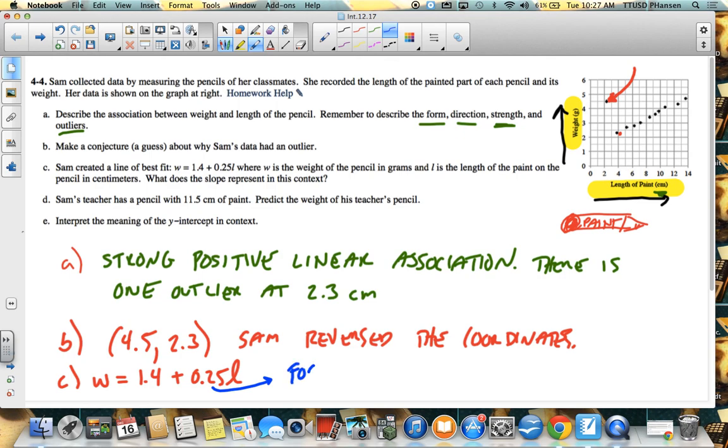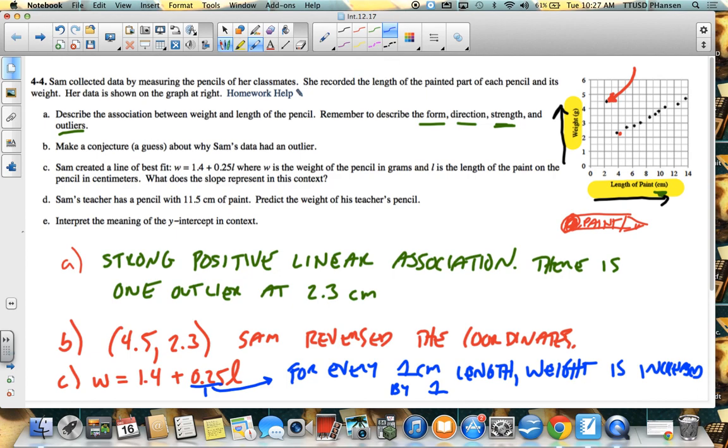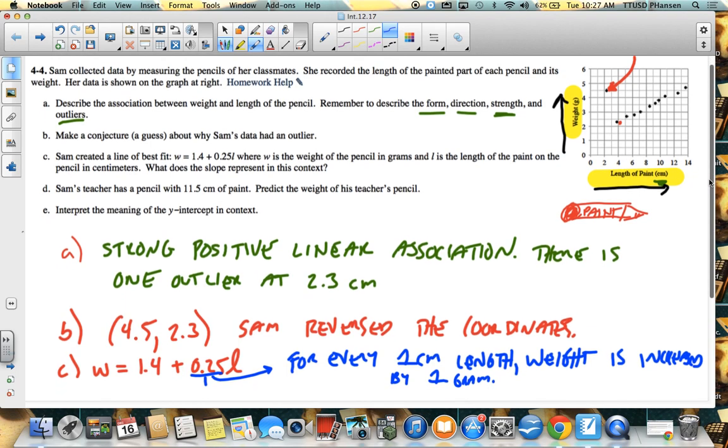So for every 1 centimeter of length, you can picture the slope as being over 1, the weight is increased by 0.25 grams. All right, and now we're going to use that in part D.